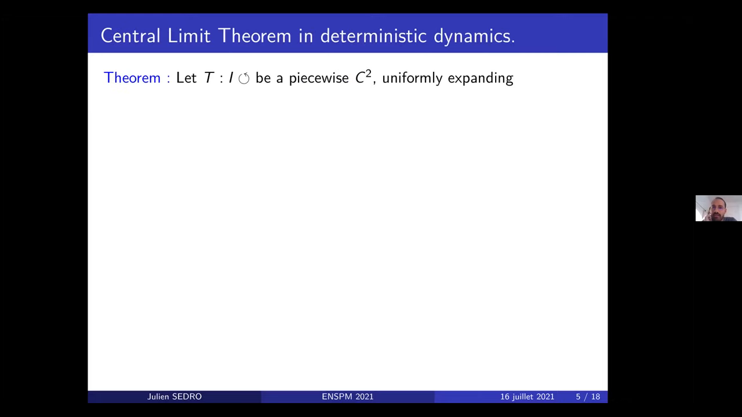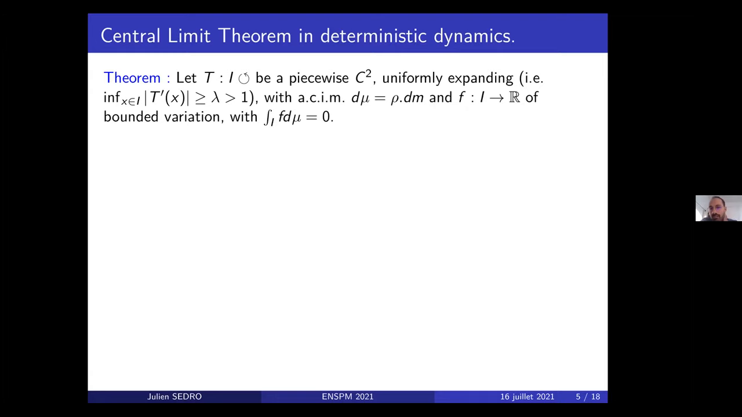When we look at processes generated by a deterministic dynamical system, the same type of processes that Anna Cristina was talking about, you look at some observable and you look at the composition with T^n. So T here will be a piecewise C2 uniformly expanding map of the interval I. By uniformly expanding, I mean that the infimum of its derivative is bigger than some lambda bigger than one. It is well known that this type of system admits an absolutely continuous invariant probability measure that I denote by mu, whose density is denoted by rho.